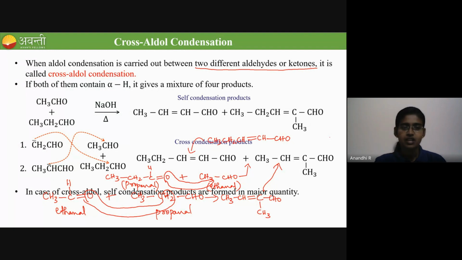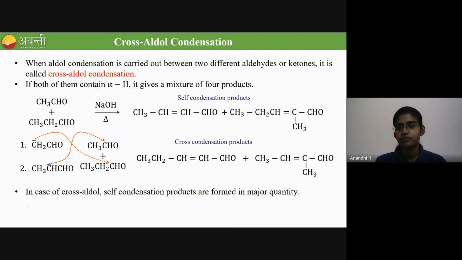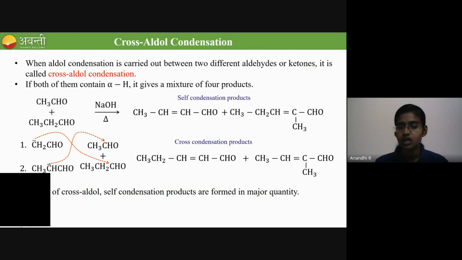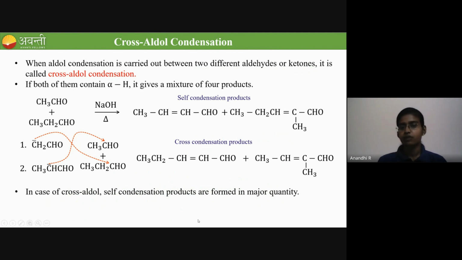Is your doubt clear? Okay. So in case of cross aldol, self condensation products are formed in the major quantity. This is the point you have to note down. We are getting four products now. Out of four, two products are formed in the major quantity. Those are self condensation products. Shall I move on to the next slide? Shall I go for the question?